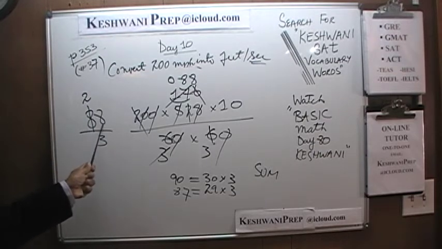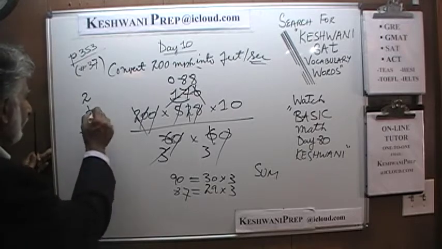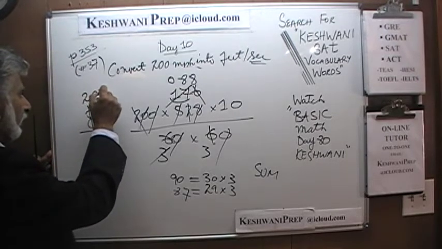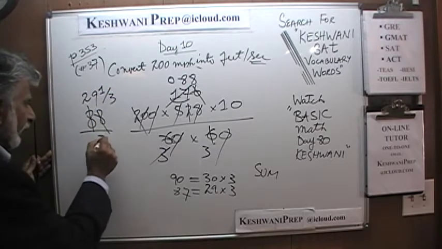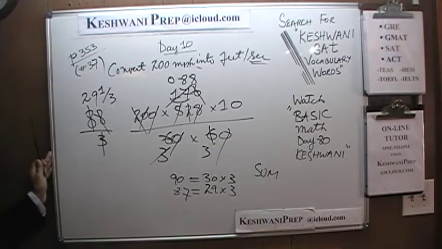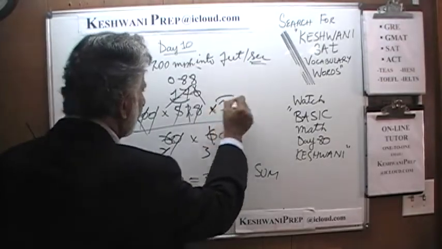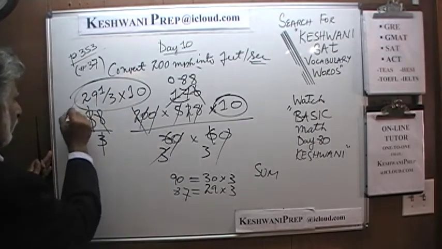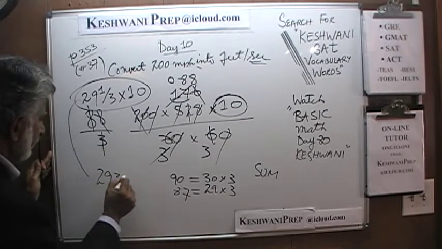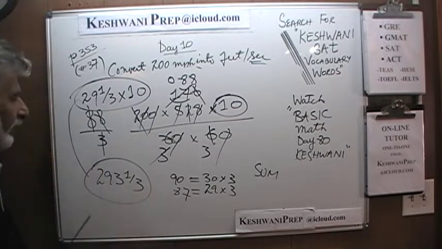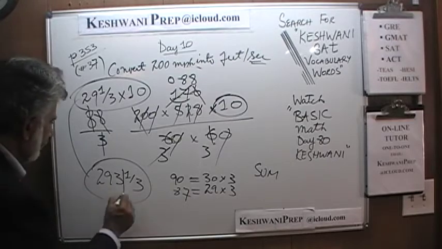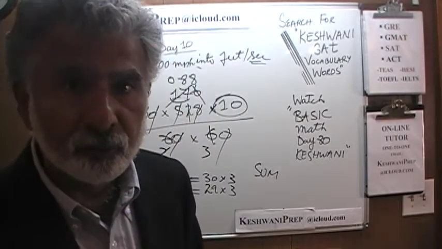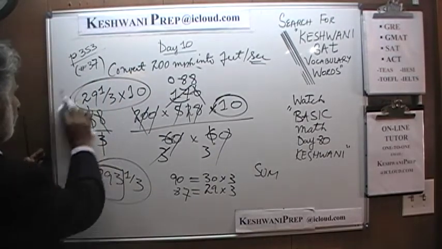2 goes and joins the 8 and becomes a 28 again. And 28 has 9 3's. 9 3's are 27. And we have a remainder of 1, which needs to be divided by 3. Voila. And times 10, which is going to give us 293 and 1/3, technically speaking, but 293 is what we need to grade in, because they are looking for the whole number. Let's do the last one, shall we?